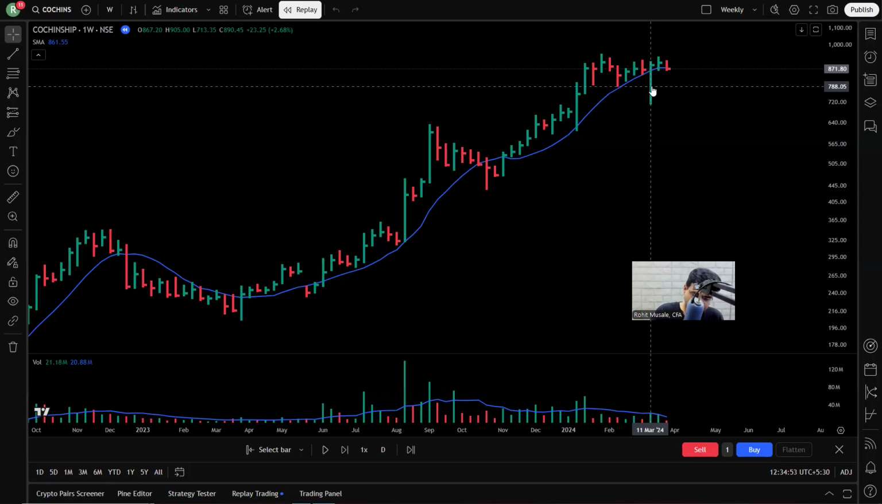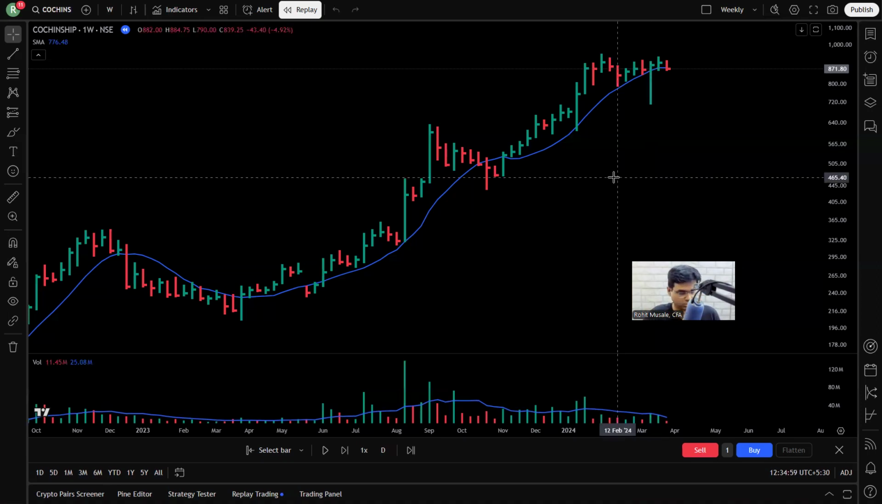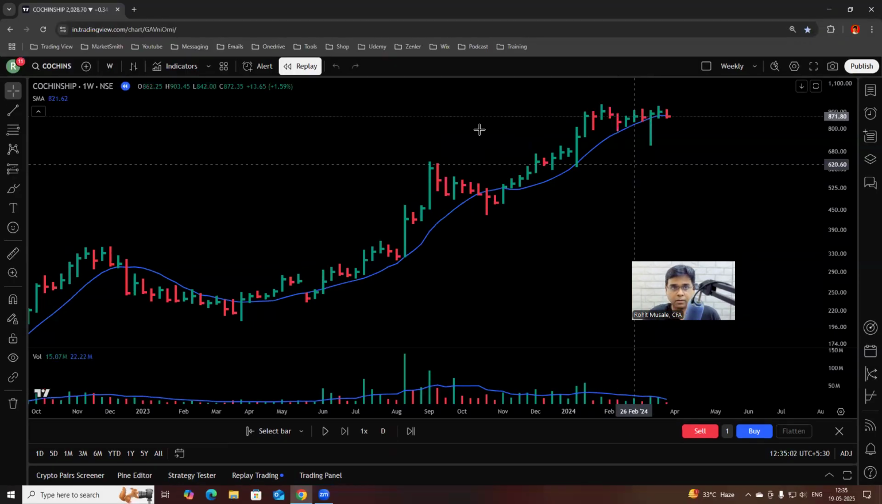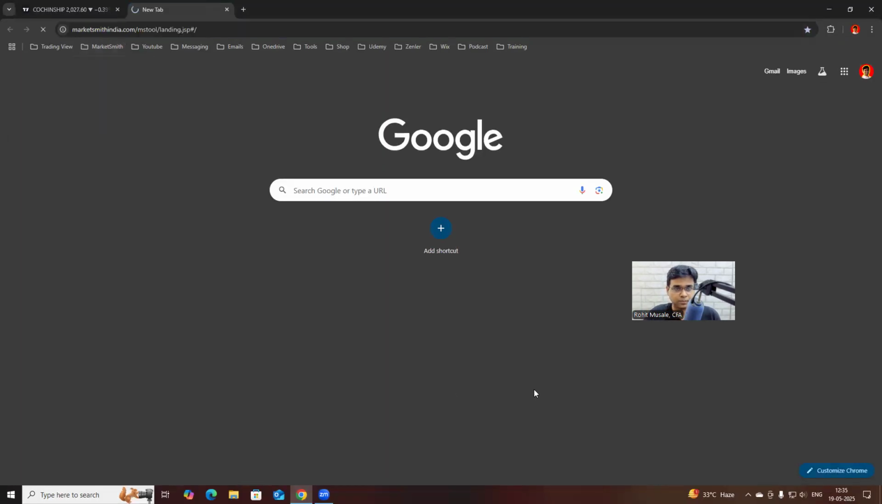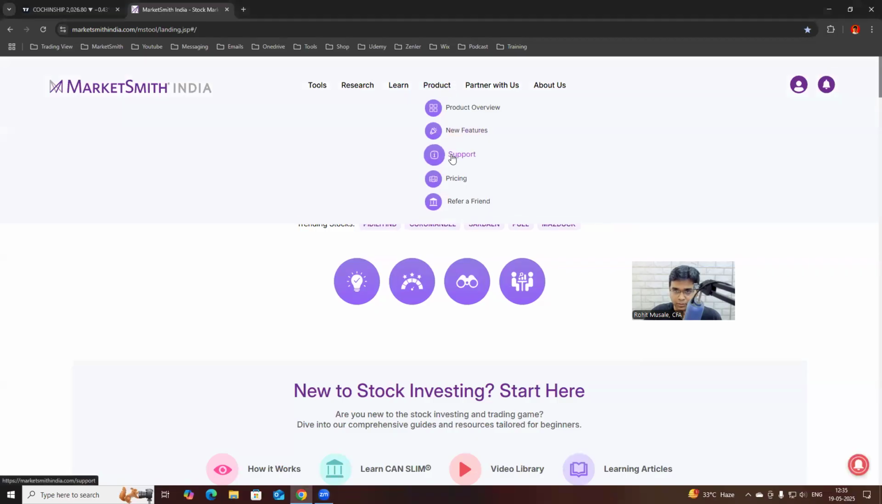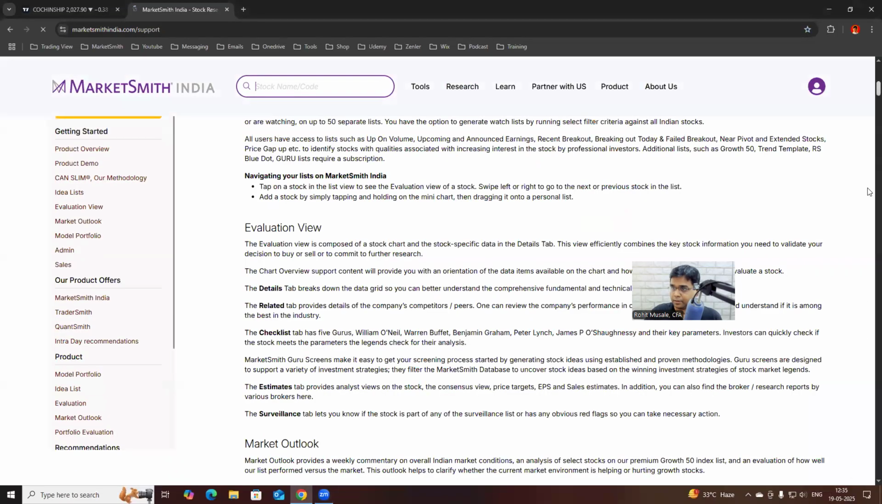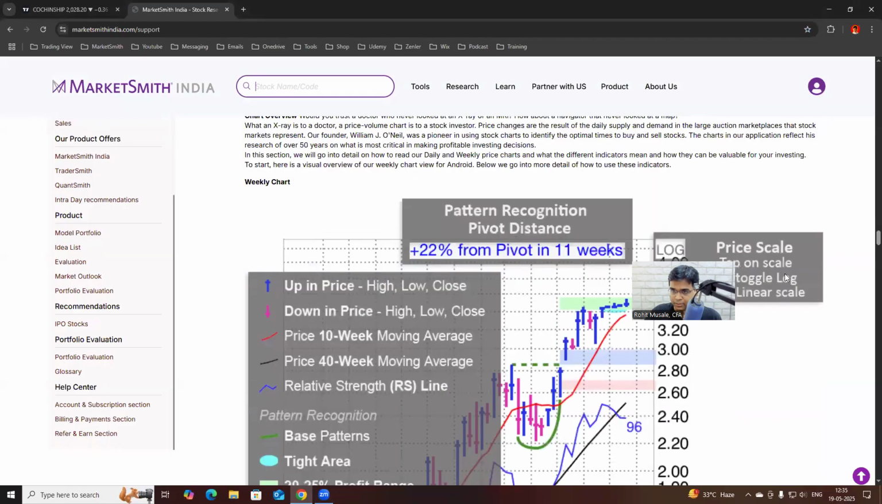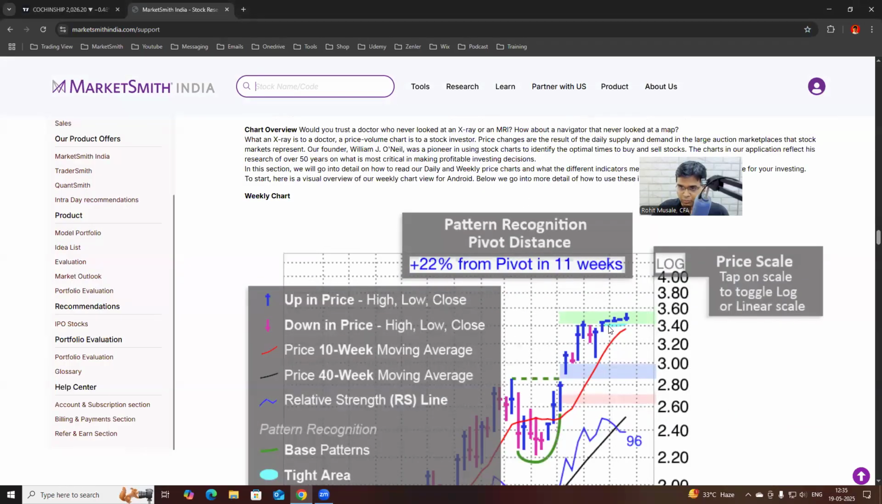Let's see if they have it on the, wait, how do I reduce this? So let's go to MarketSmith. I want to show you the importance of tight price areas. Go to product support. I scroll down. Yeah, see, have a look at this. This is something that you have not noticed. You see these 3-4 weeks very tight closing prices, right? You see this cyan color. I don't know what the resolution of your monitor is, but I hope you can see there is a light cyan color. Nobody even notices that.